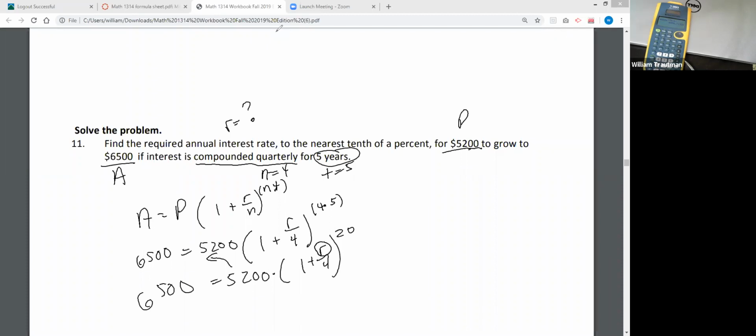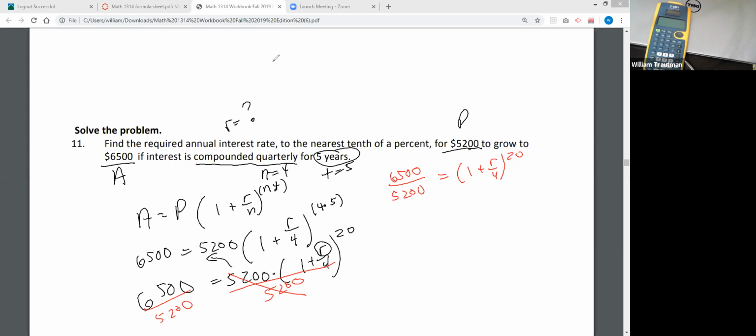And I'm not going to actually divide anything on my calculator yet. I'm going to do it all at once or you'll get it wrong. So I'm going to divide this side by 5,200, and I'm going to divide this side by 5,200. So that cancels. And on the left side, I have 6,500 divided by 5,200 equals 1 plus R over 4 raised to the 20 power. Okay?